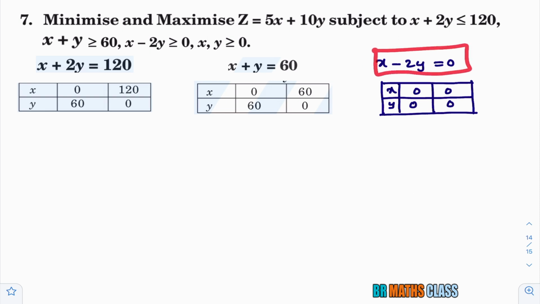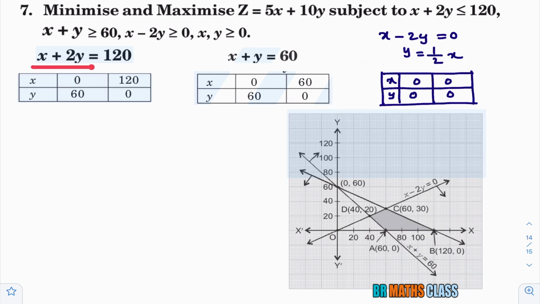Write this line equation in the form of y equal to mx. This is 2y equal to x, y equal to 1 by 2 into x. Right? 2y equal to x. So this is y equal to mx. Y equal to mx is a line passing through the origin. We discussed these things in the second class also. When a line is passing through the origin, how do we find the solution of the respective inequality?